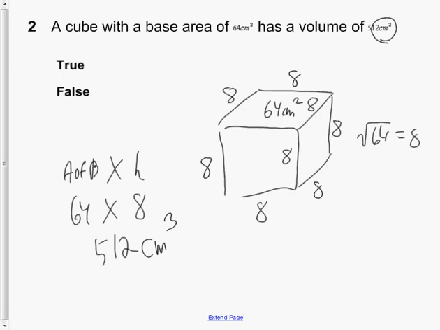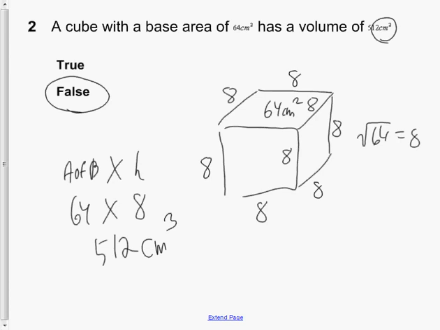Centimeters cubed is your answer. And it clearly says in the question, the volume is 512 centimeters squared. So your answer for question 2 is a very tricky and unfortunate false. The number is 512, but the units are centimeters cubed, not centimeters squared.